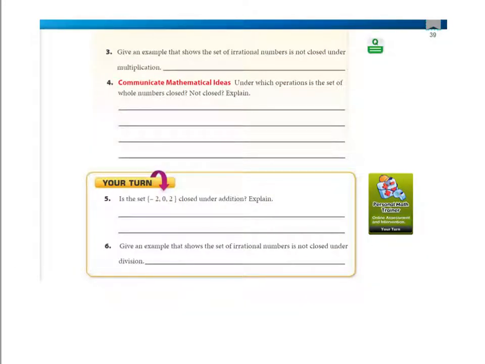So now it says to give an example that shows the set of irrational numbers is not closed under multiplication. So you're trying to come up with an example where, when you multiply 2 irrational numbers, you get a rational number. So go ahead and see if you need to discuss it with a neighbor, see if you can come up with an example that would work for this.